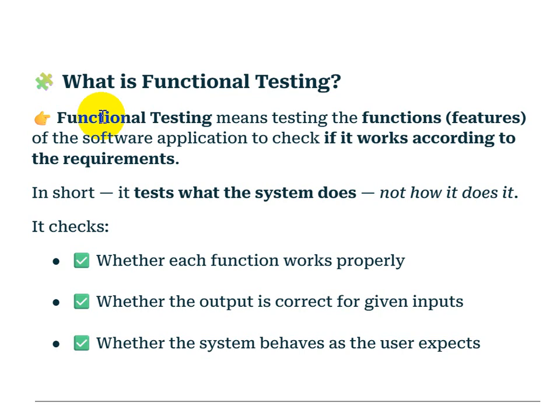Whatever requirement we have from the client or product owner, that requirement is met by our built or developed application. That functionality we can check according to the available requirement. In short, in functional testing, we just see what the system actually responds with, not how we can test it or how we can do it.